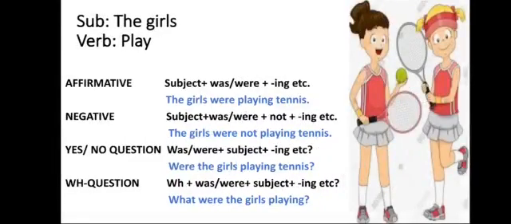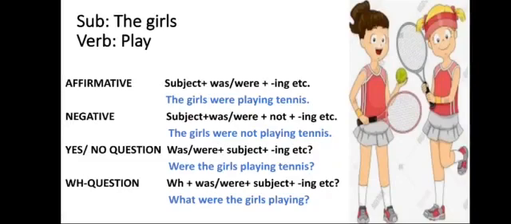Let us take another example. Subject, the girls and verb play. You see the subject in this sentence is plural and so the helping verb we use is were. Affirmative sentence, subject plus was or were plus ing form of the verb and etc. So subject is the girls. So out of was and were we choose were. Ing form of the verb is playing etc. is tennis. Negative sentence, subject, the girls, was and were, we use were not ing form of the verb playing tennis. The girls were not playing tennis.